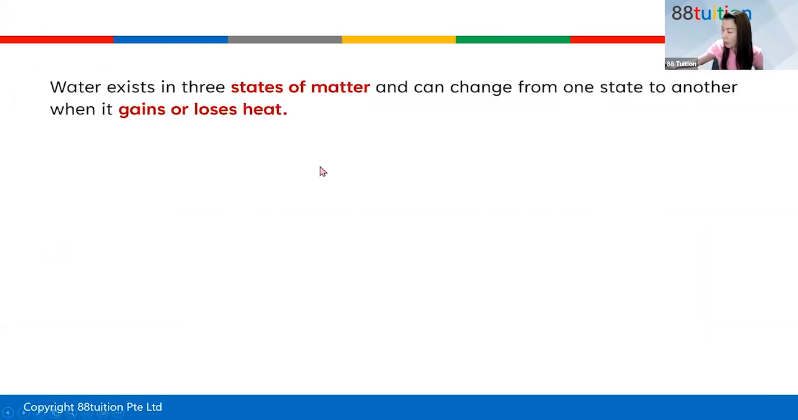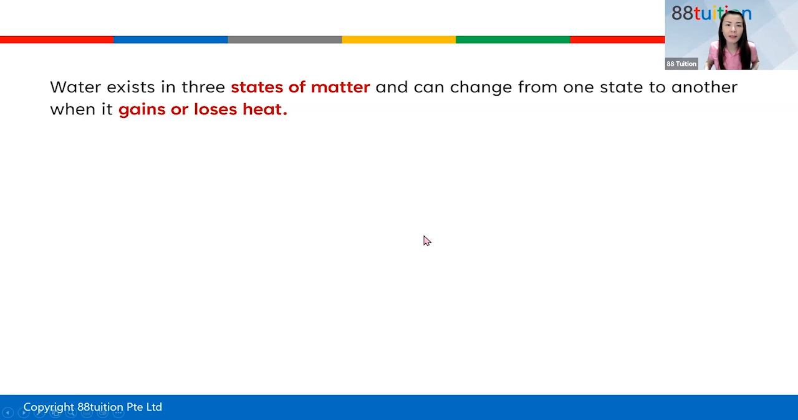All right, so let's do a little bit of recap first. Water exists in three states, right? So we have the solid state, liquid state, as well as gaseous state, or you can call it the gas state. Now, when water changes from one state to another, it actually gains or loses heat. Am I right to say that? Yeah. So are you familiar with this?